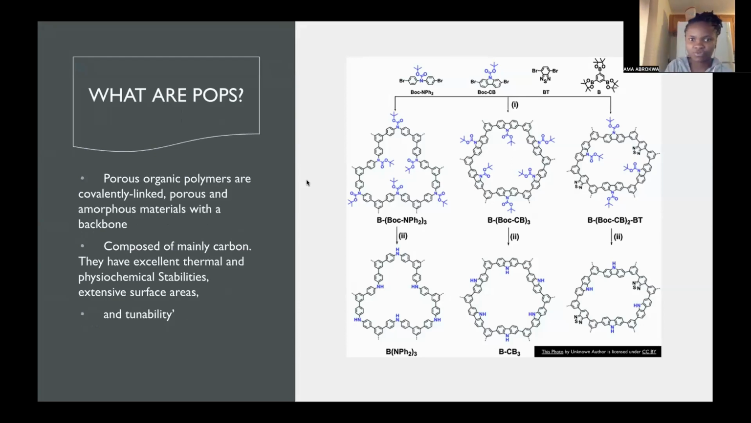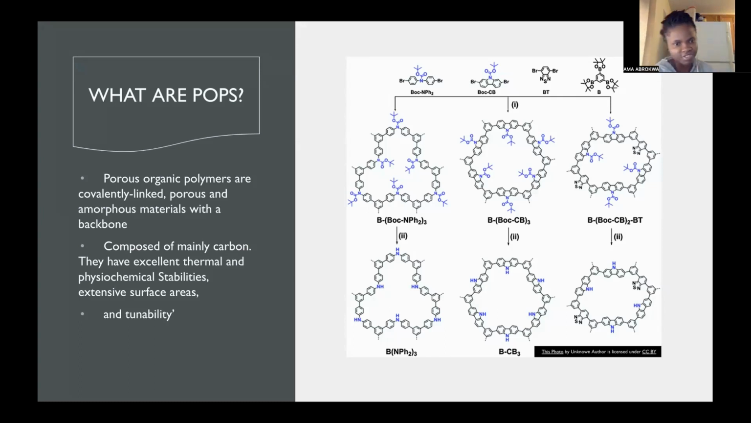The first material was porous organic polymers, and I'm going to explain that. Porous organic polymers are covalently linked porous and amorphous materials with a backbone. They are composed of mainly carbon. They have excellent thermal and physiochemical stabilities, extensive surface areas, and tunability. An example is what's shown here.